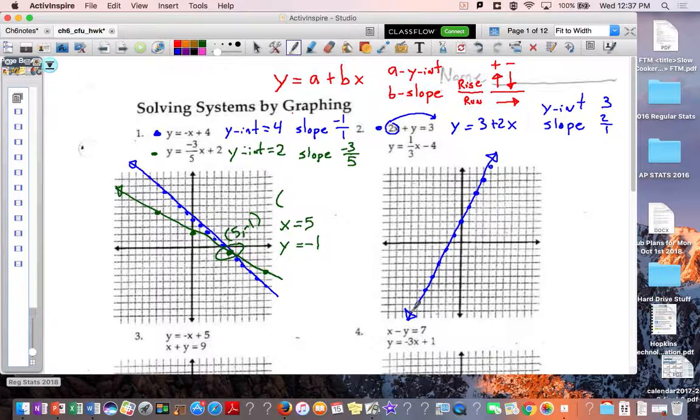Do the same thing with the next one. This one's nice, y is all by itself. So my y-intercept is -4. My slope is 1 over 3. So I start at -4, 1, 2, 3, 4. Sorry, got a little distracted there. Then up 1, to the right 3, up 1, to the right 3. We can see the line's not crossing the blue one, so I have to go backwards: down 1, to the left 3.